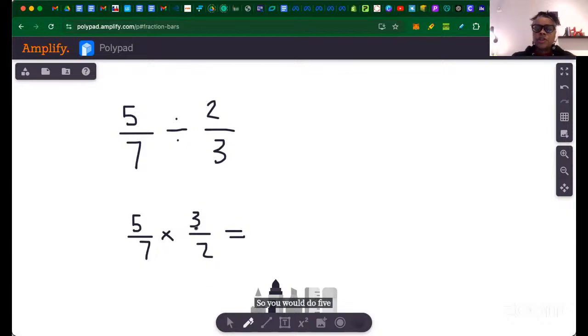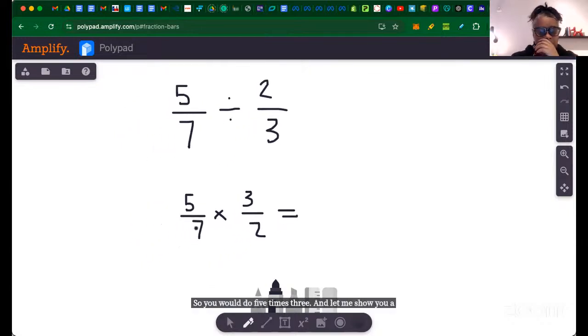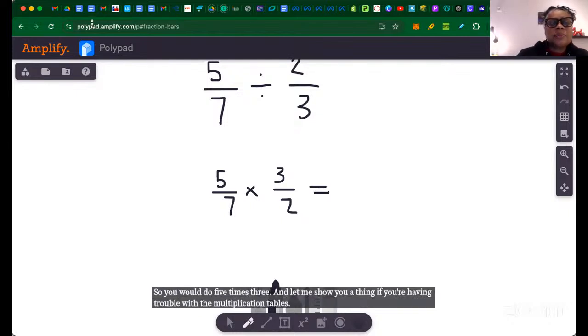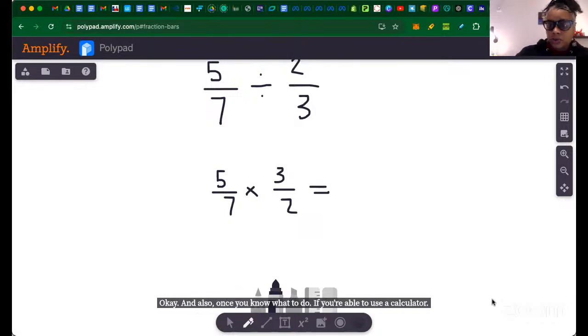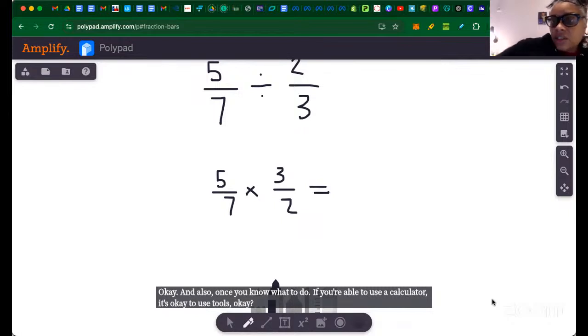And let me show you a thing if you're having trouble with the multiplication tables. You can come to this. This is Polypad. Let me type it in the chat. Okay. And also, once you know what to do, if you're able to use a calculator, it's okay to use tools, okay? It's okay to use tools.